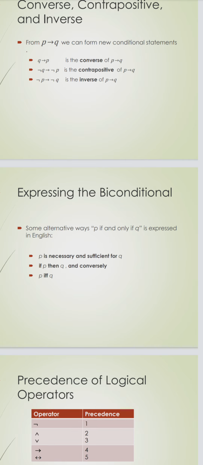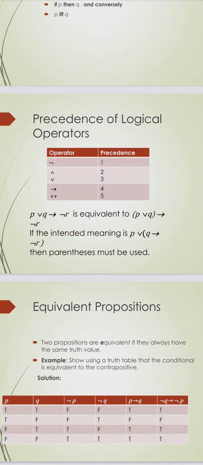Then biconditional form, P if and only if Q. It is read as P if and only if Q. Then P is necessary and sufficient for Q. If P then Q, and the converse part is if Q then P. The next way is P iff Q. It means P if and only if Q.